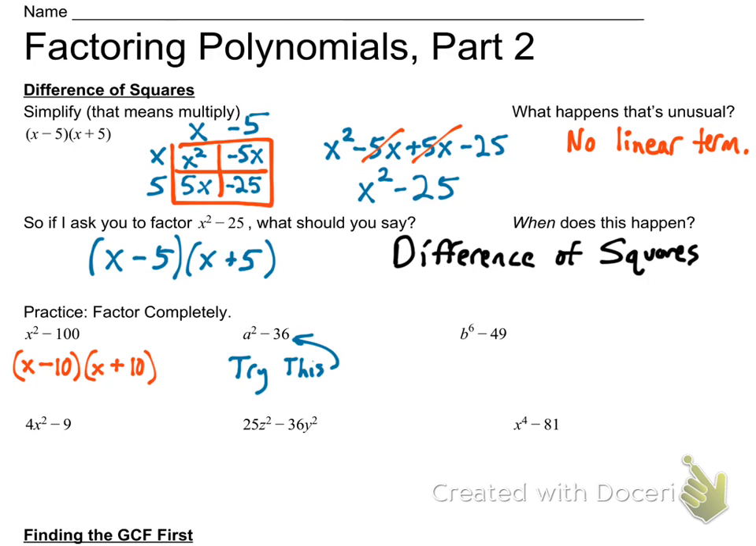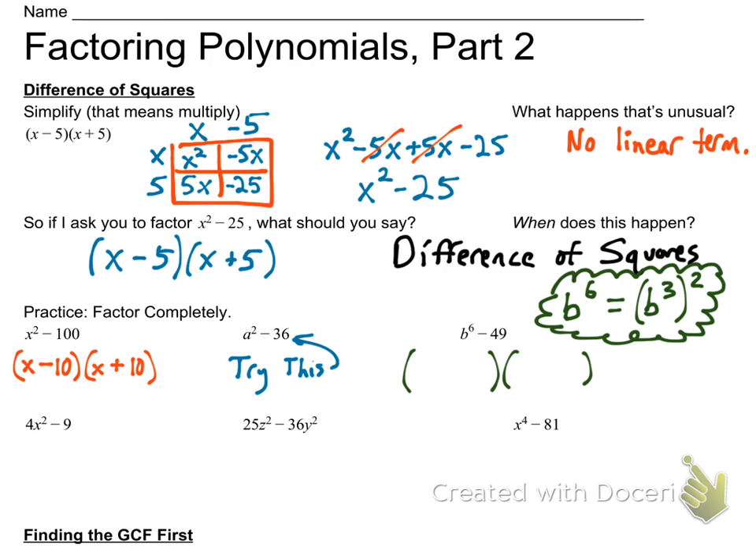This next one, b to the 6th power, is actually something squared, okay? 49 is 7 squared, but b to the 6th, what is that squared? Well, I'm going to write my parentheses, but I have to remember that b to the 6th is the same as b cubed squared. So the thing that I'm going to put in the first spot of both of the parentheses is b cubed, since b cubed times b cubed equals b to the 6th. In the last spot I'm going to put the 7s, because 7 squared is 49, and I'm going to put one addition sign and one subtraction sign, and I'm done.